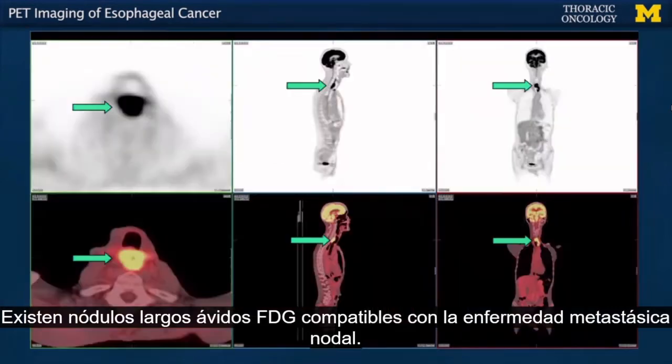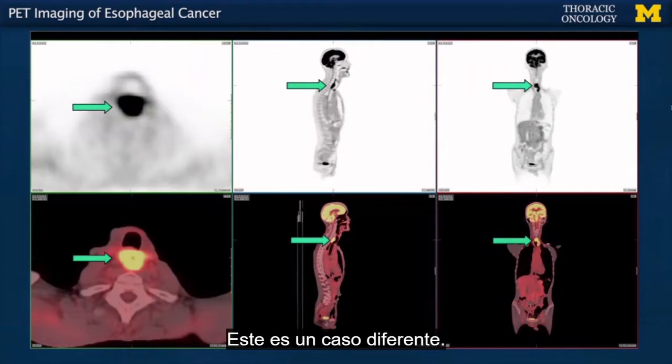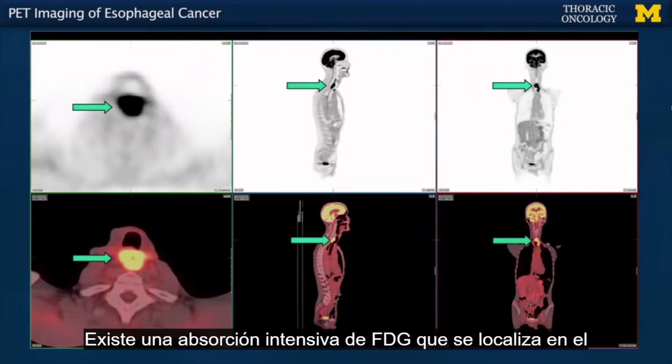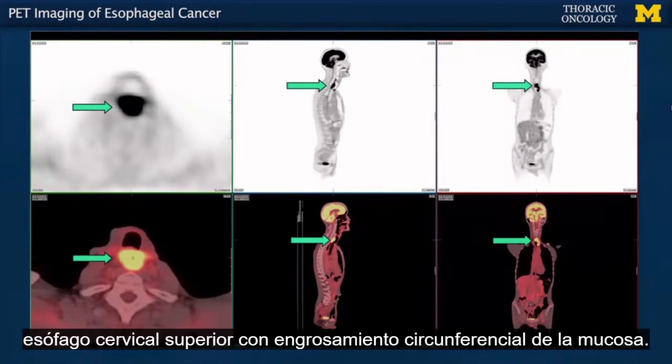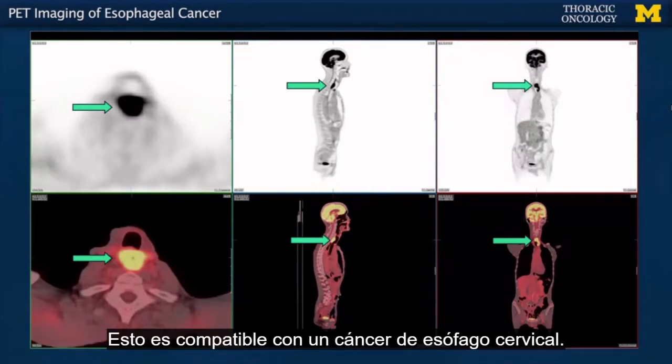This is a different case. There is intense FDG uptake which localizes to the upper cervical esophagus with circumferential mucosal thickening. This is compatible with a cervical esophageal cancer.